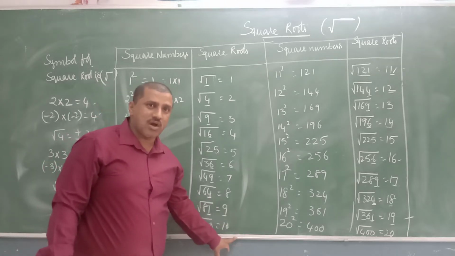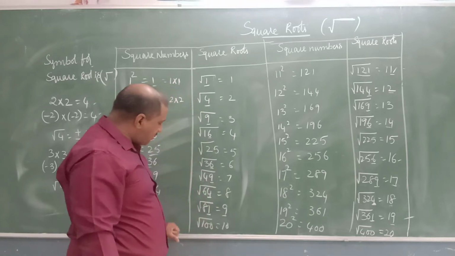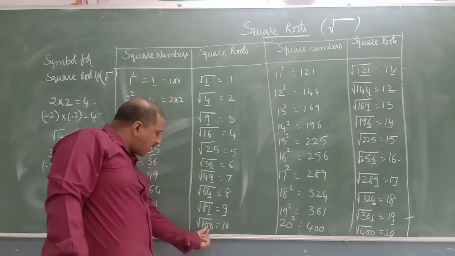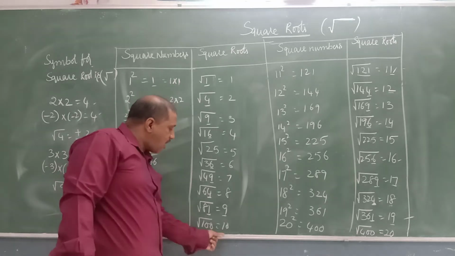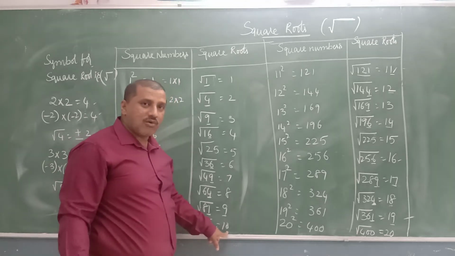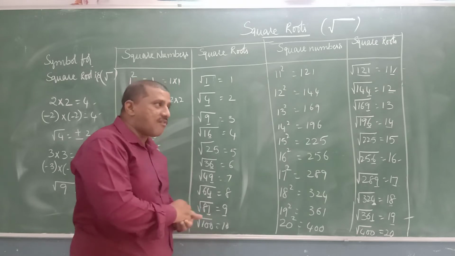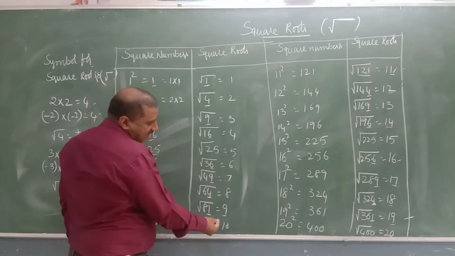Their square numbers also end with 0. The next one is, how many zeros are there in 100? Two zeros are there. That is a perfect square number. What about in the square root number? We have only one zero. It means we will find half the number of zeros in the square roots.